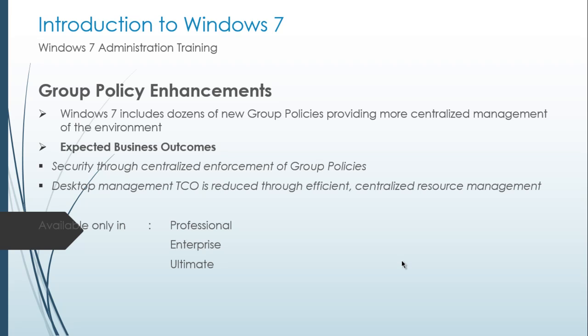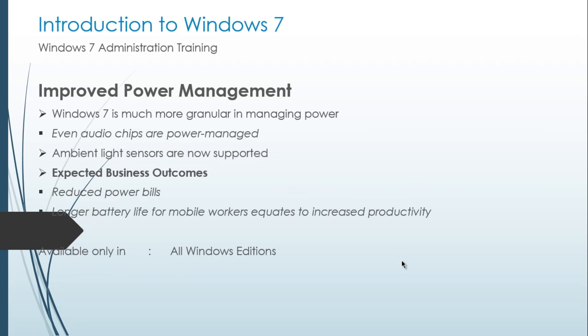And the next is group policy enhancements. Windows 7 provides dozens of new group policies, providing more centralized management of the environment. Group policy enhancements are key features in an organization where you have to control your computers, your groups, and your user accounts. So you need Windows group policy to control movement on your network. Expected business outcomes: security through centralized enforcement of group policies. Desktop management TCO is reduced through efficient centralized resource management. This is available only in Professional, Enterprise and Ultimate series.